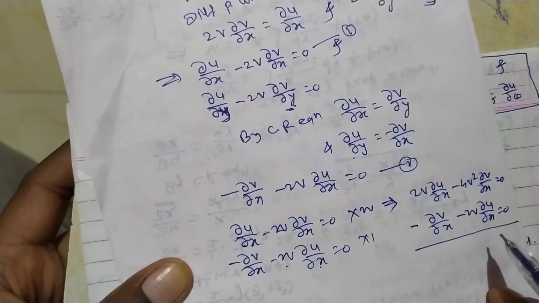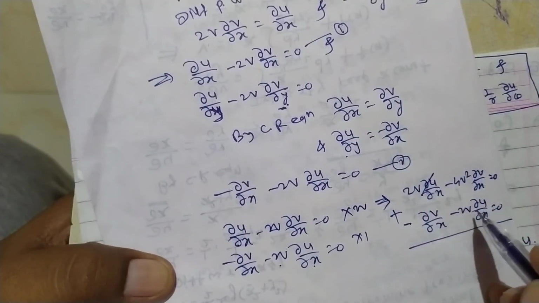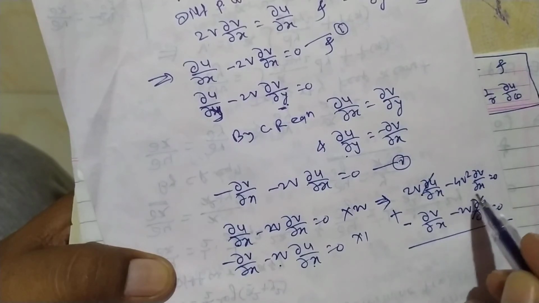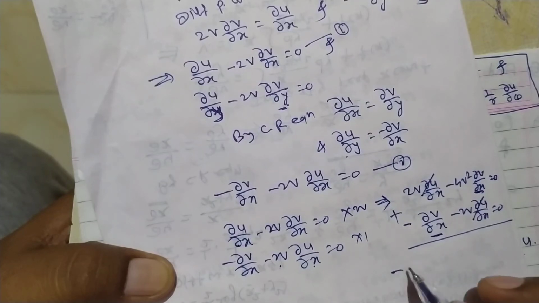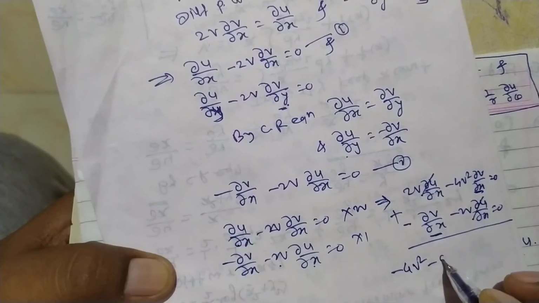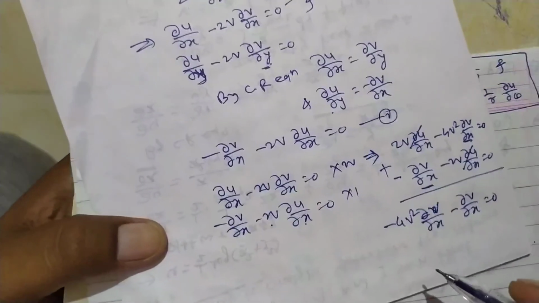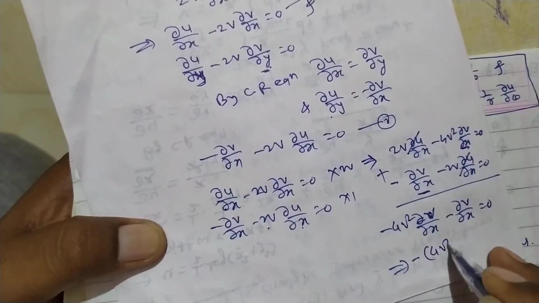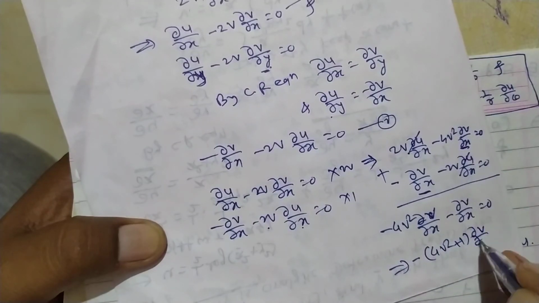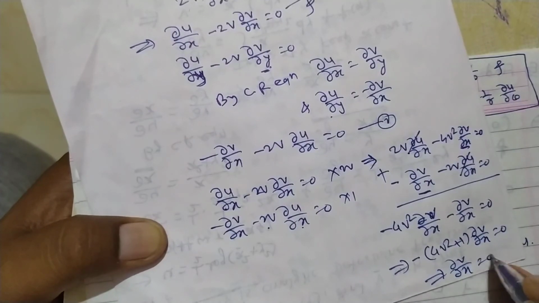Take the addition of these two equations. Here the 2v ∂u/∂x and minus 2v ∂u/∂x get cancelled, and ∂v/∂x is common. So we can write minus 4v square into ∂v/∂x minus ∂v/∂x equal to 0. If you take ∂v/∂x common, and also the minus sign common, (4v square plus 1) into ∂v/∂x equal to 0, which implies ∂v/∂x equal to 0.